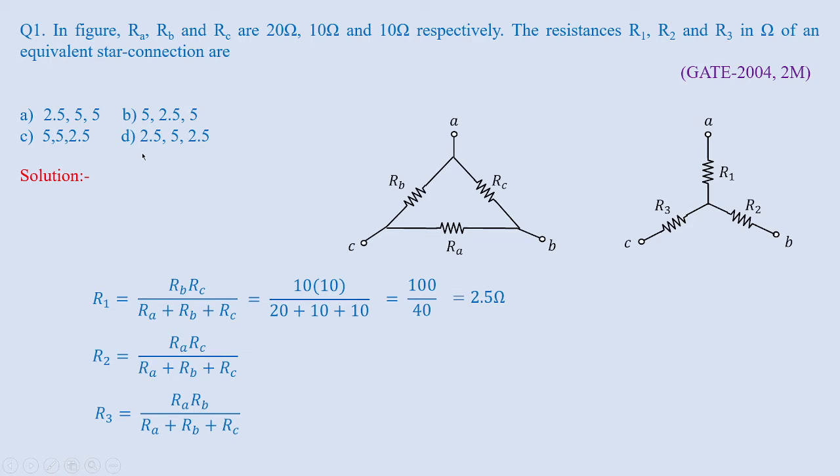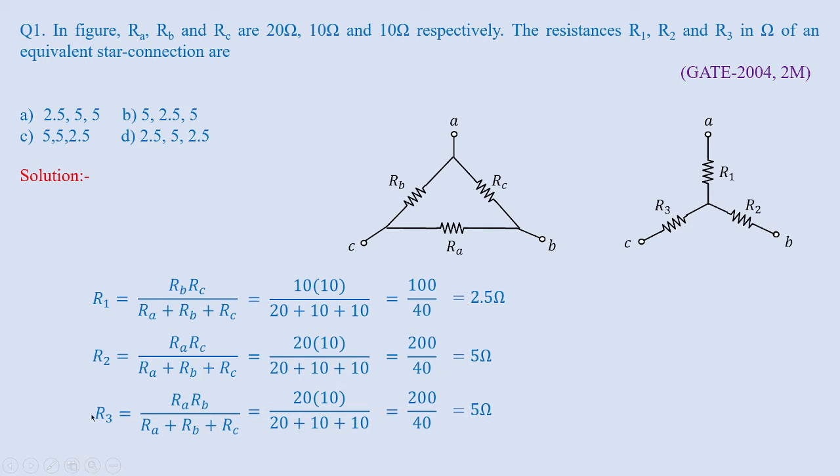Now let us go with the R2 calculation. R2 is placed between RA and RC. So the values are 20 into 10 by 20 plus 10 plus 10, that is 200 by 40, which becomes 5 ohms. Still we have confusion from the given options whether it is A or D, so we need to solve for R3, which is 20 into 10. Fortunately, the RA RB value is equal to the RA RC value. Therefore R3 is 5 ohms. So from the given options, we get A as the final answer. This was asked for 2 marks.